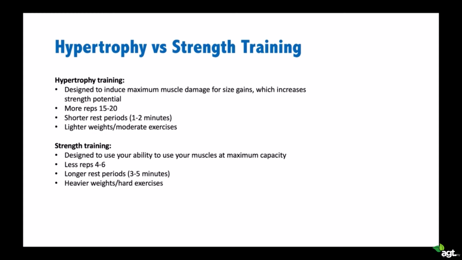Whereas strength training is designed to use your ability to use your muscles at maximum capacity to lift the heaviest amount of weight as possible. The rep range is between 4 and 6. You'll be having a longer rest period, between 3 to 5 minutes, and you'll obviously be lifting heavier weights or making the exercises harder if you're training at home.